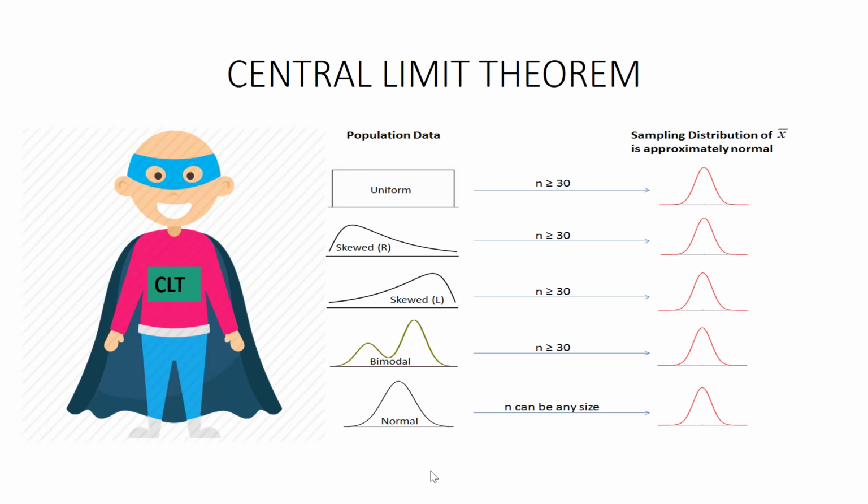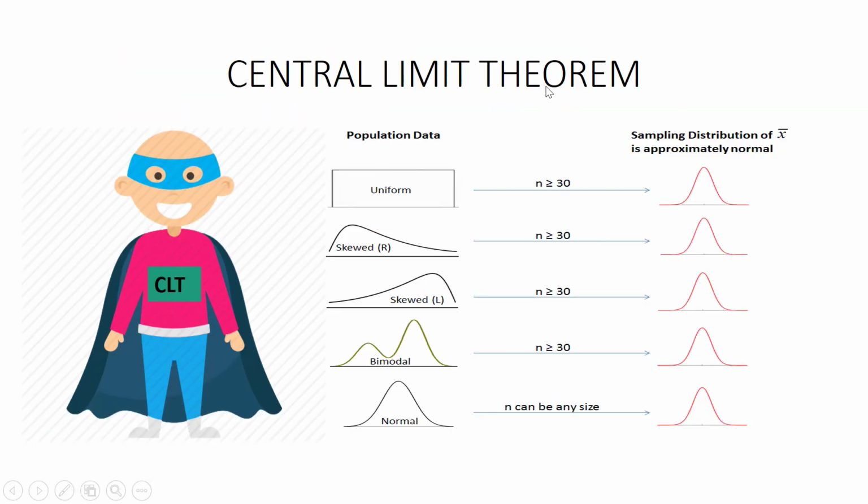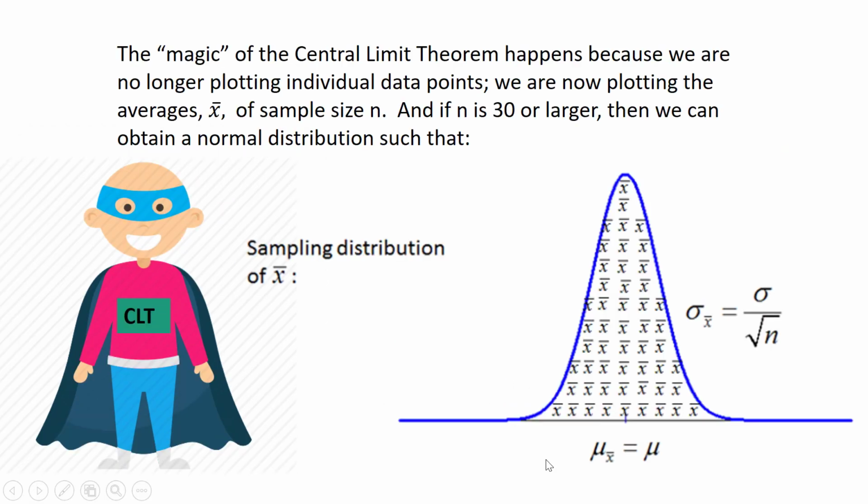So let's go back to our central limit theorem and talk about some of the requirements that we have. Again, we have the fact that n has to be larger than or equal to 30. The only exception to this is if you know that your original population data is normally distributed, then n can be any size. So again, the magic of the central limit theorem is happening because we aren't plotting these individual data points anymore. We're plotting these averages of sample size n.